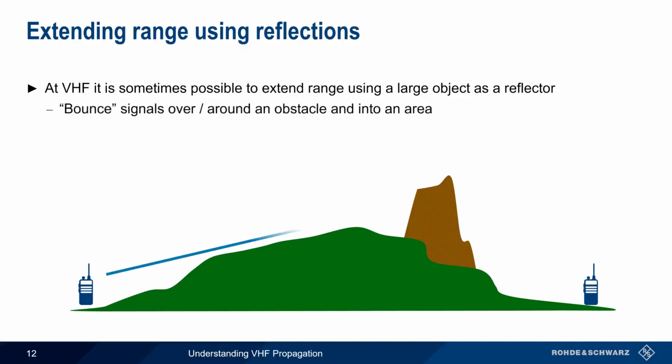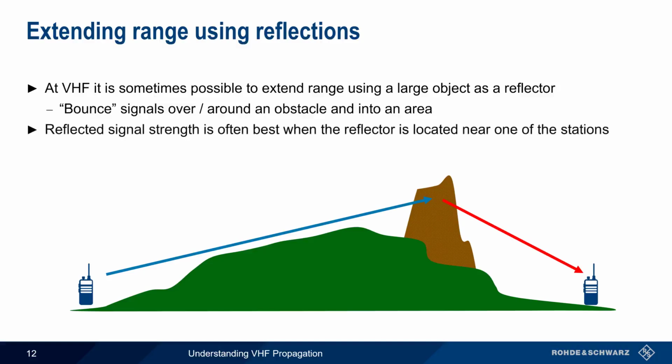In this case, signals are bounced over or around an obstacle, here a hill, using a nearby mountain as a reflector. As stated a moment ago, the larger and smoother the reflector, the better the results. Another important consideration when using an object as a reflector is that the reflected signal strength is often best when the reflector is located near one of the stations. Perhaps somewhat counterintuitively, the worst performance is often seen when the reflector is located halfway between the two stations.